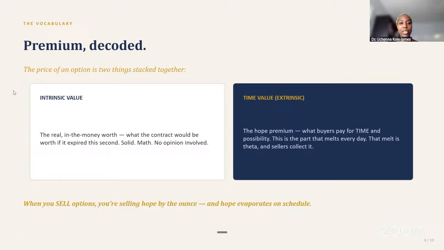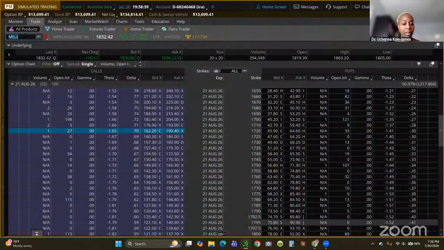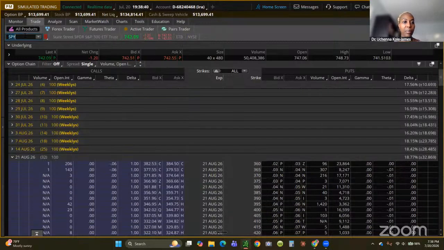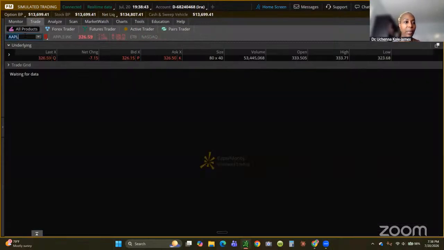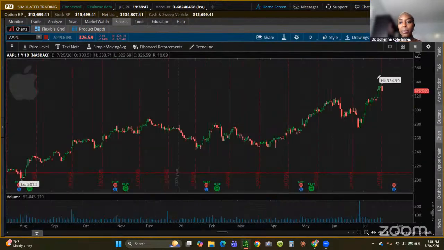Now, if you look at the option chain again, let's do a different stock, like the SPY is very low. We'll do Apple. Apple's very liquid. Oh, Apple's down $7 today.